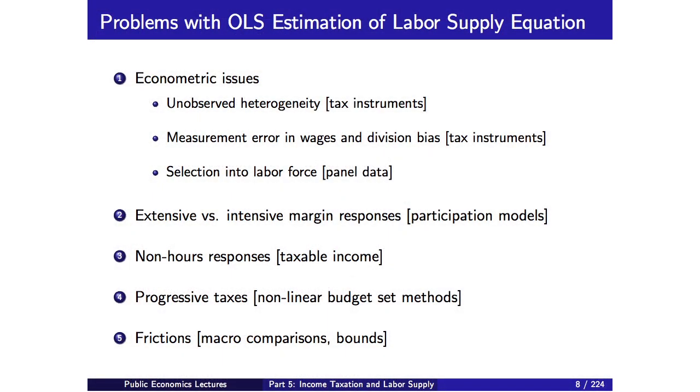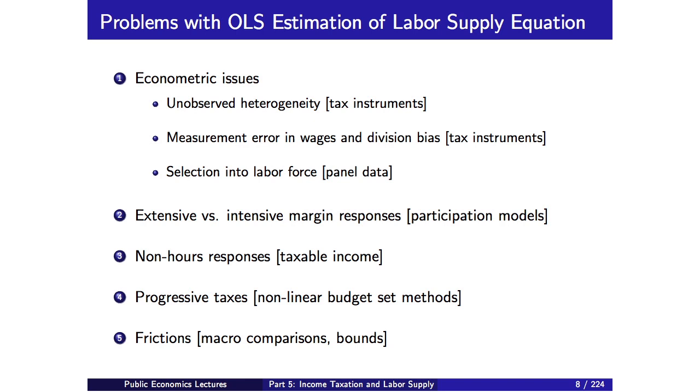Okay, so there's a long list of problems with OLS estimation of that labor supply equation that people have worked out over the past 30 years. So here's a list, and then we will go through each of these in more detail. So the first are a whole bunch of econometric issues. First, you have unobserved heterogeneity, and what I'm showing you in brackets, use this as kind of a reference once we go through this. In brackets is the solution that's been proposed for each of these problems.